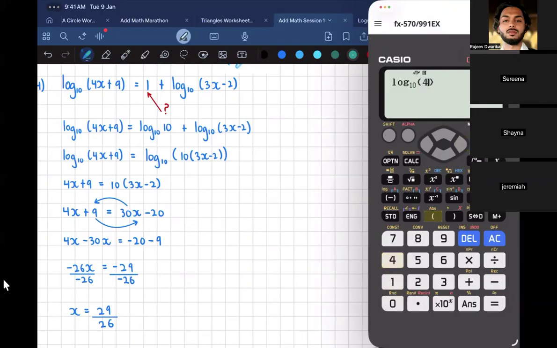4 times 29 over 26, plus 9, and that would be equal... syntax error. That's very weird. Log base 10, 4 times... What did I do wrong?